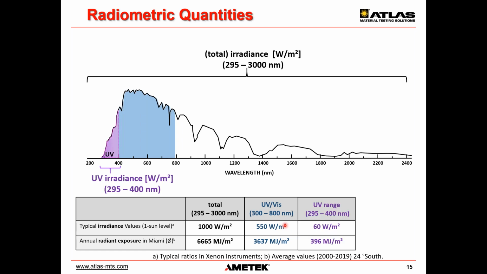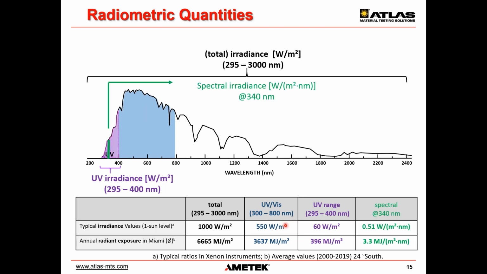And you can look at the total spectrum, or just look at the UV range, if you use a broadband radiometer. Here the typical range is from 300 to 400 or 295 to 400 nanometers. And here the equivalent value would be about 60 watts per square meter for the irradiance and about 400 megajoules per square meter annual UV radiant exposure from 300 to 400 nanometers.